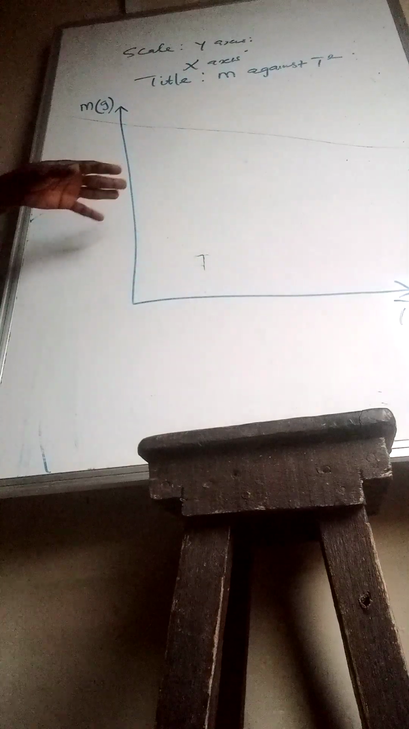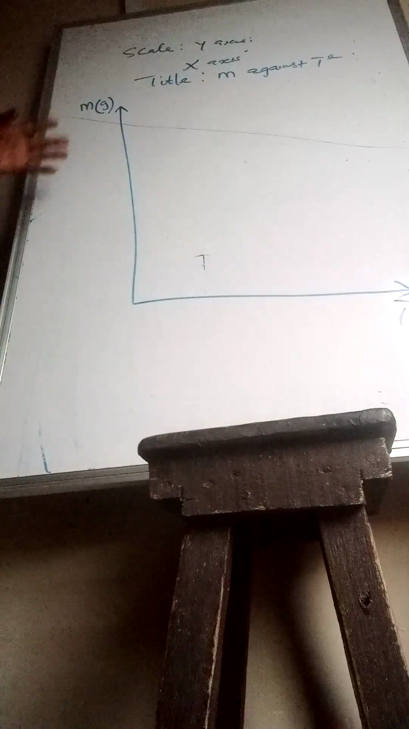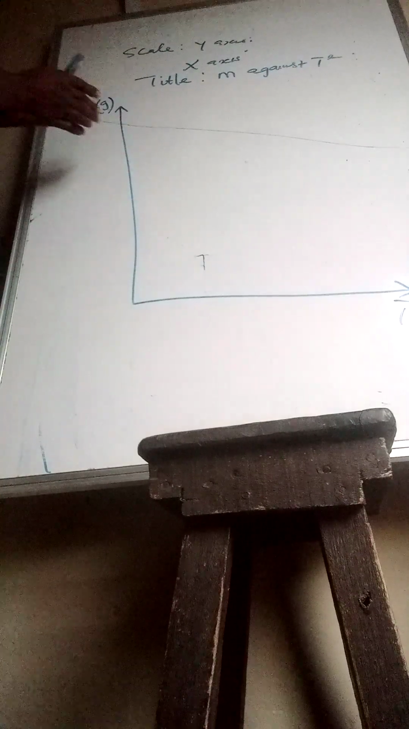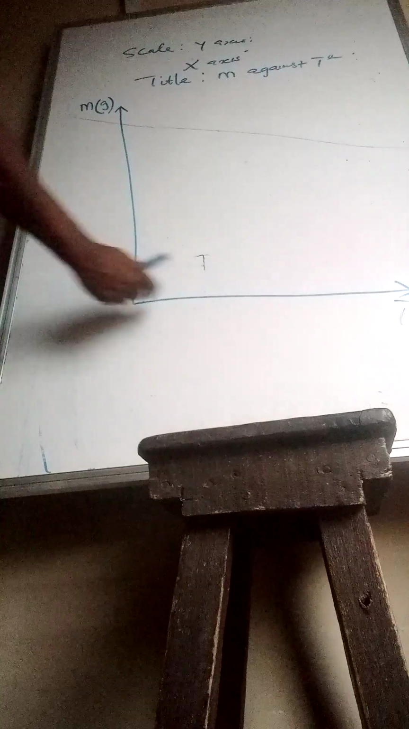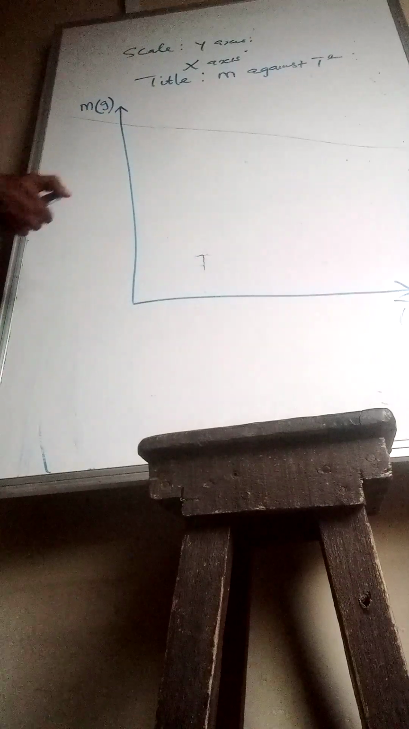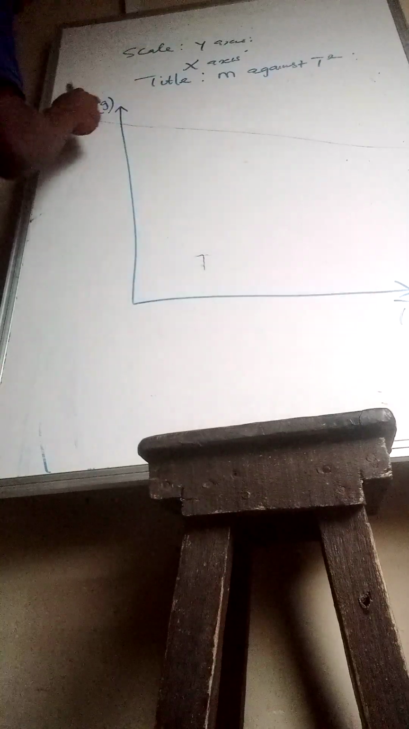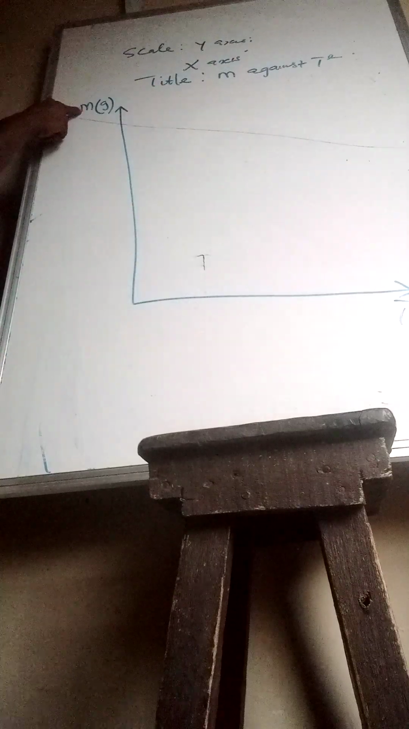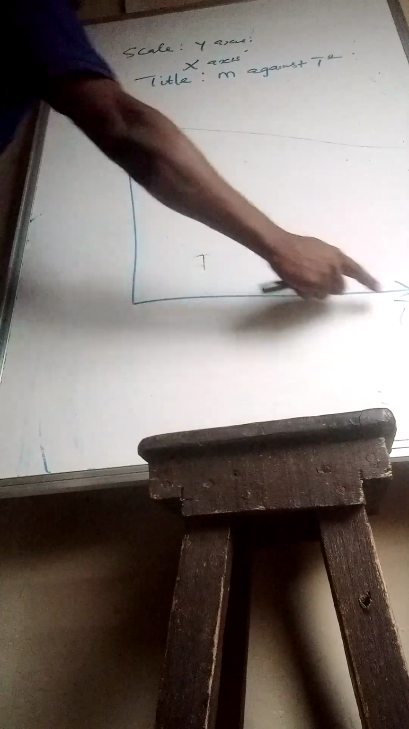Now, after you have prepared your table of readings, the next thing is to draw your graph. How do you draw your graph? You can lose marks on this aspect if care is not taken. Number one, assuming I'm plotting a graph of mass against period square, I have to indicate what is on the vertical and what is on the horizontal. M in grams with the unit, T squared in seconds squared on the horizontal.